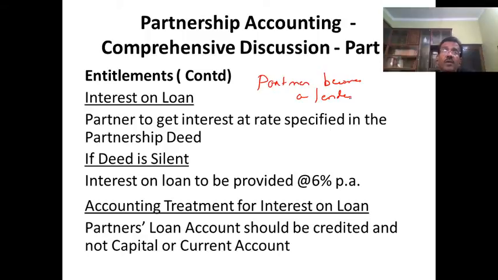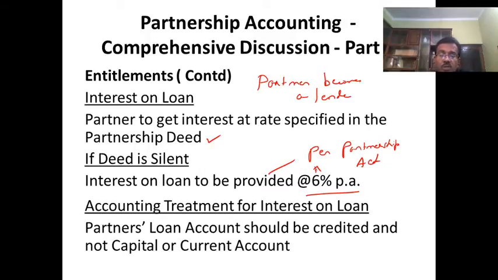So if there is a lender, then he will get interest. Okay. So the interest will be specified in the partnership deed again. If the deed is silent, then interest on loan should be provided at 6% per annum. It's fixed. This is as per the Partnership Act. As per the Partnership Act, the rate of interest is 6%.